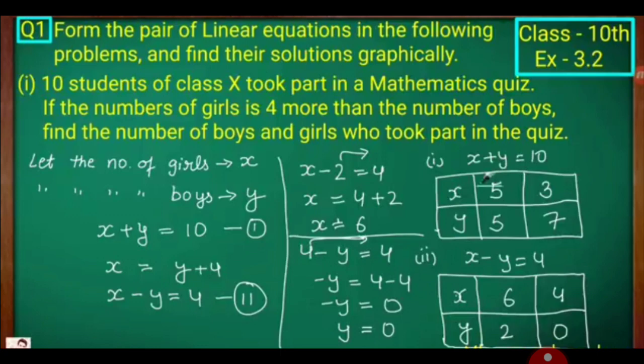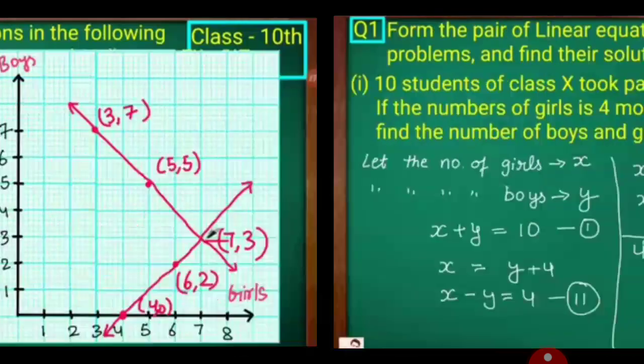So these points of the pair of linear equations have to be plotted on the graph. It means we have to express the pair of linear equations graphically, and from this graph we have to find the solutions. Is it okay? Now see the graph paper. See on the graph how to locate this pair of linear equations.